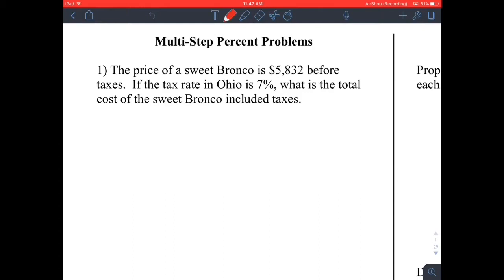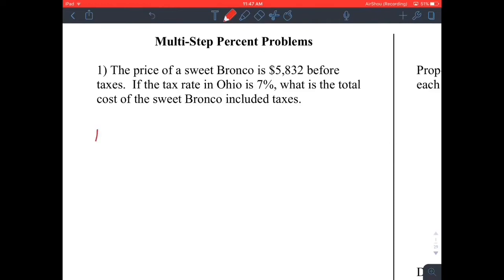The sweet price of a sweet amigo, scratch that, the Bronco, is $5,832 before taxes. If the tax rate in Ohio is 7%, what is the total cost of the Bronco including taxes? A couple different ways you can do this.